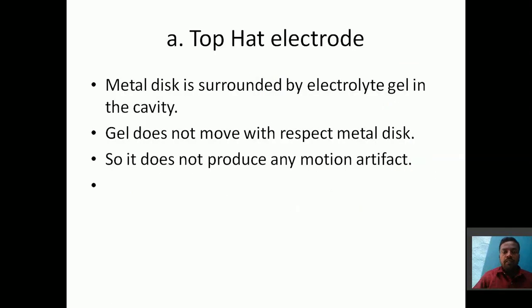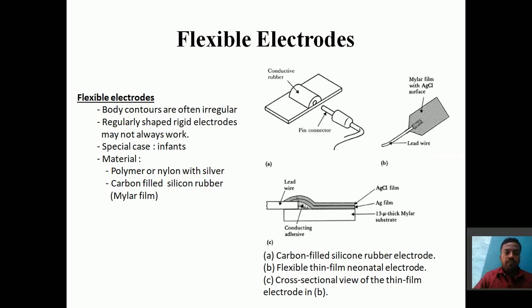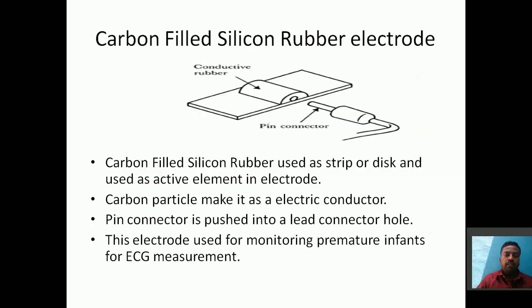Next is the top hat electrode, which is standard. The last one is the flexible electrode. The flexible electrode has many advantages. It is mainly designed for infants. It is fabricated from rubber, polymer, nylon, or carbon-filled silicone rubber. So it is very easy to hold on irregular surfaces of the human body, and it has many advantages.